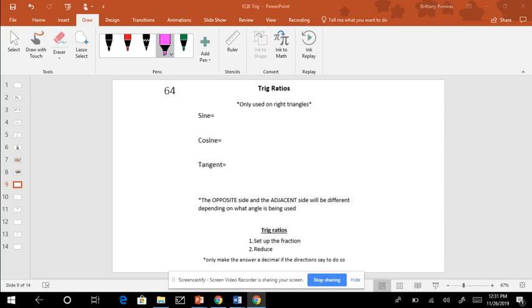Going to start trig ratios today. So on page 64, you should already have these notes copied down, and we need to go ahead and fill in the missing information. So the most important thing about trig ratios is they are only used on right triangles. If you do not have a right triangle, then you cannot use trig ratios.